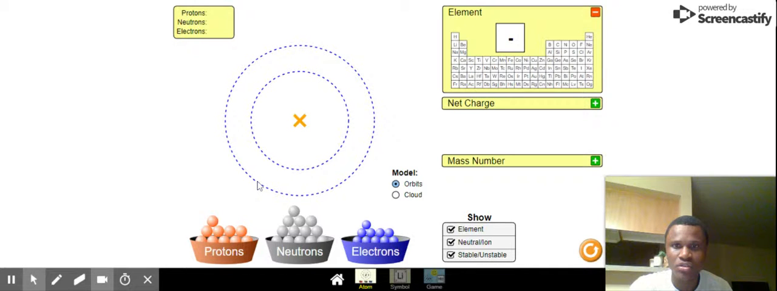So in a nucleus, you have the protons right here, and you have the neutrons. So these are the two particles that are found in the nucleus of any atom. Now, surrounding the orbit, you have the electrons. So those are the three particles in an atom: the protons, the neutrons, the electrons. The protons and the neutrons are found in the nucleus right here. So the nucleus is actually at the center of the atom, while the electrons are found on the shells.